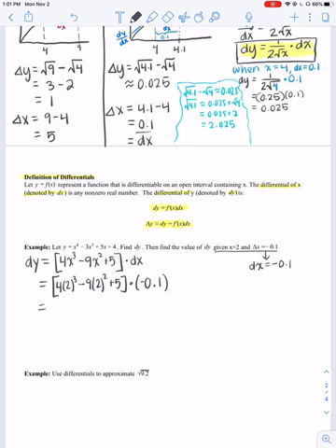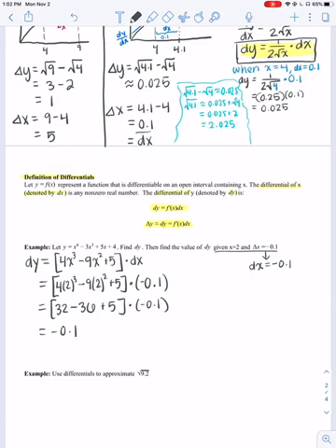So 2 cubed is 8. 8 times 4, 32. So I have 32 minus 9 times 4, 36, plus 5, times negative 0.1. And that's negative 4 plus 5 is 1. So this is actually just negative 0.1. That's it. We did it.